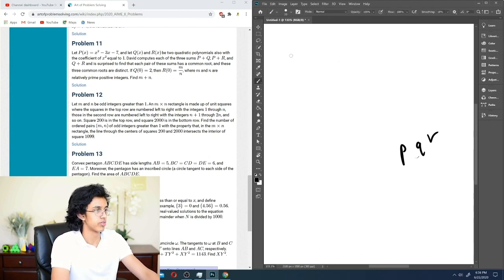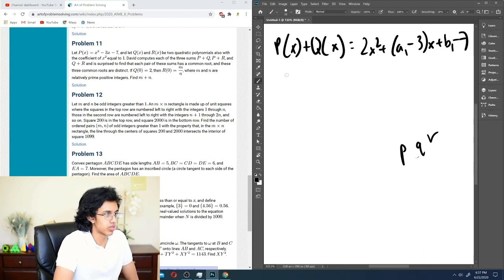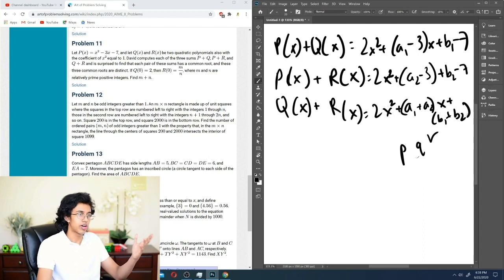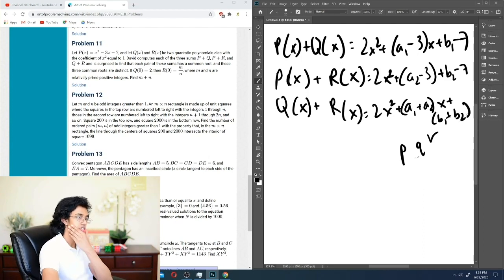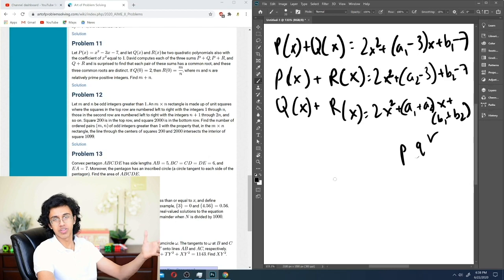Let's do that. So p of x plus q of x should be equal to 2x squared plus (a1 minus 3)x plus b1 minus 7. And then we got the same thing for the other ones, so I'll just write them out. Okay, so these are the three sums that we got to think about, and we know what their roots are, so now we just have to use Vieta's, I think, because basically if you got roots and you got coefficients, the best way to use them is to do Vieta's.